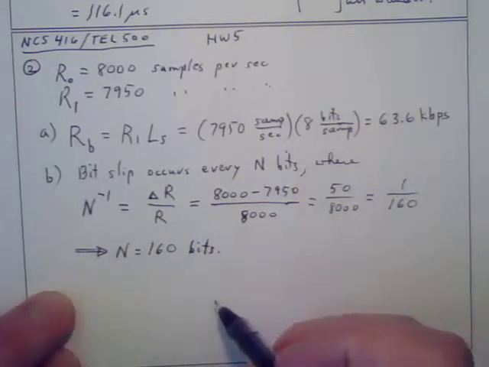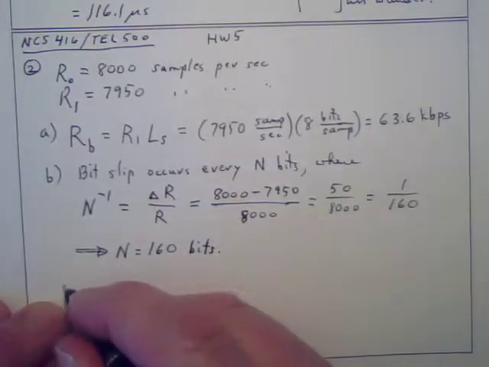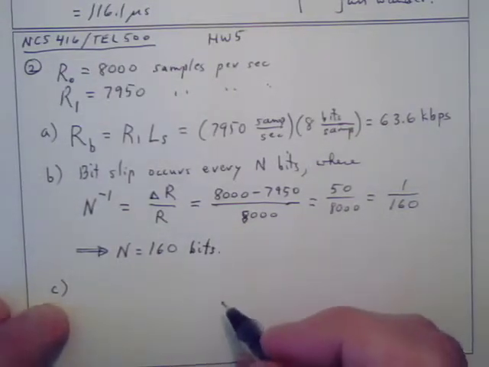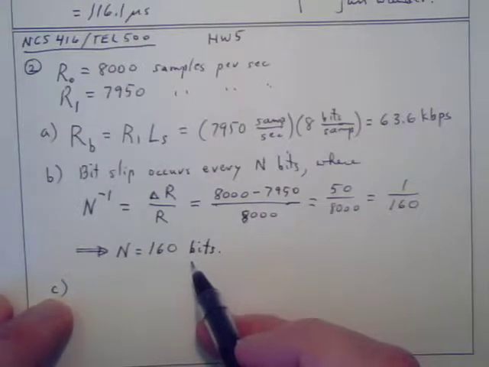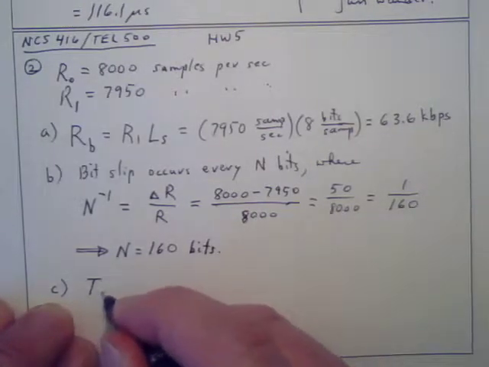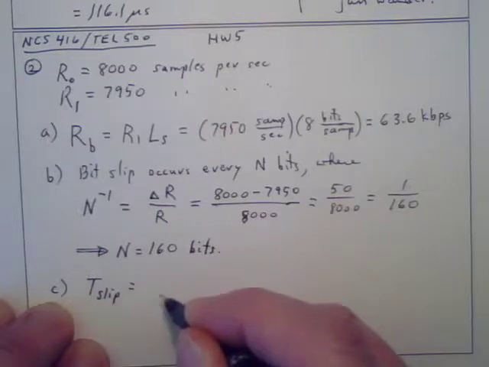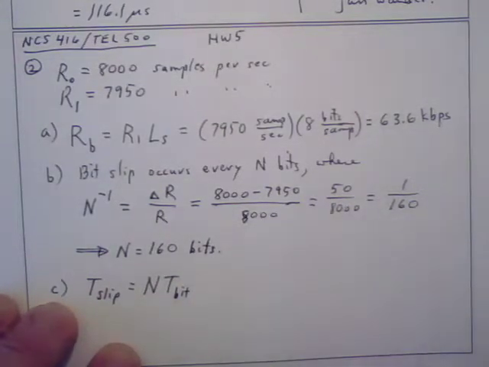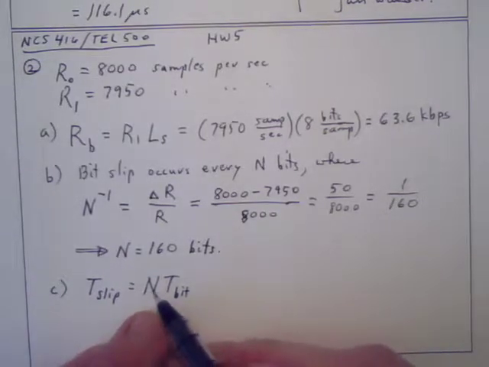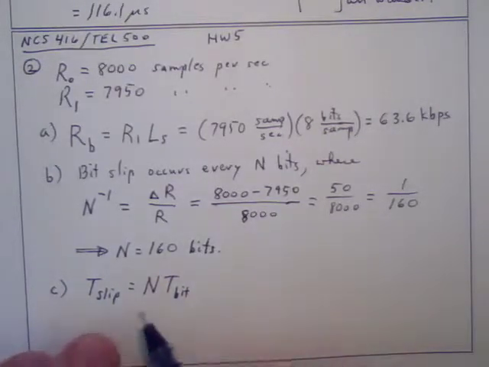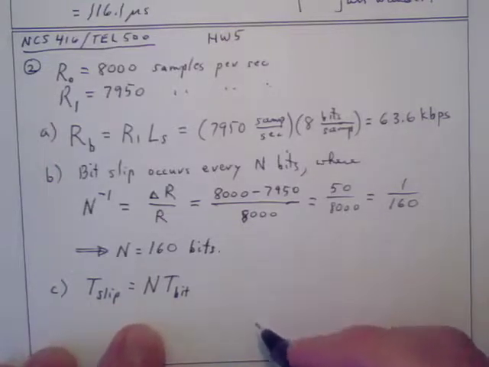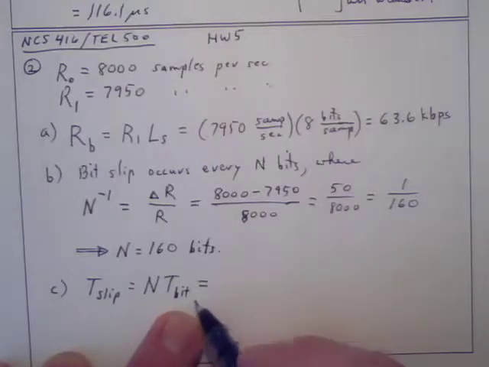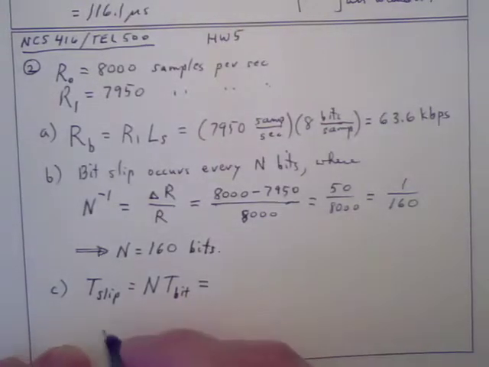Okay, so for part C, I need to know the time of the slip, how often a slip occurs in time, not how often a slip occurs in bits. And I'm going to do that by saying that the t for a slip is equal to n times the period of a bit. So it takes 160 bit periods to get a bit slip. And the bit period is nominally 1/64,000th of a second.